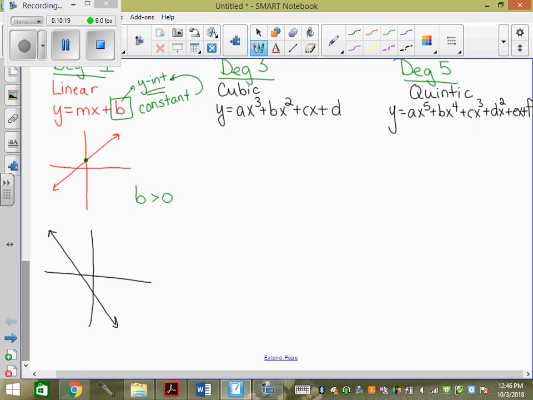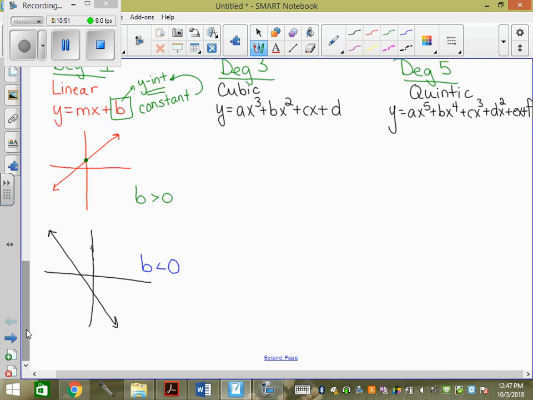So this black graph, what's my b value, my constant? Remember the constant, the one without a variable? This one would be b is less than 0. Could it have been b is greater than 0? Yes, if I put the line further up here. It could still be downward sloped, but I could have a b greater than 0 instead, right? So the b is just where it is, my y-intercept. Okay.